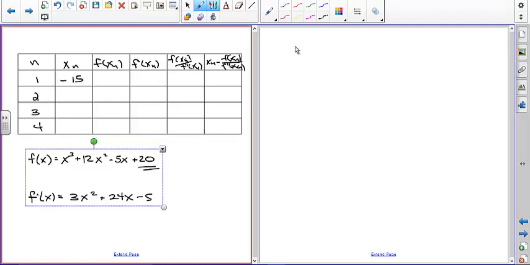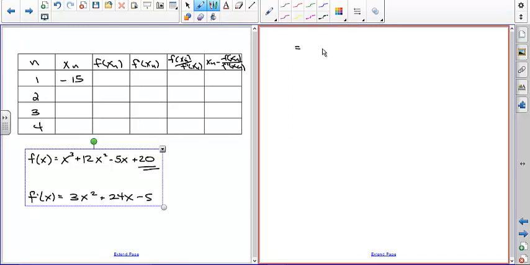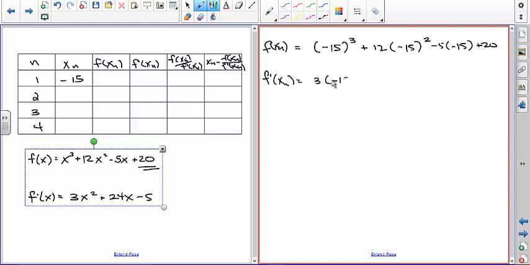So if we plug that into the function, we'll get -15 cubed. So f of x sub n, which is n equals 1, is -15 cubed plus 12 times -15 squared minus 5 times -15 plus 20. And f prime of x sub n is going to be equal to 3 times -15 squared plus 24 times -15 minus 5.